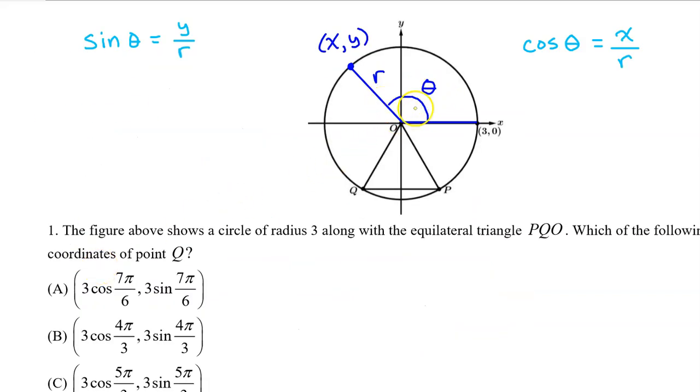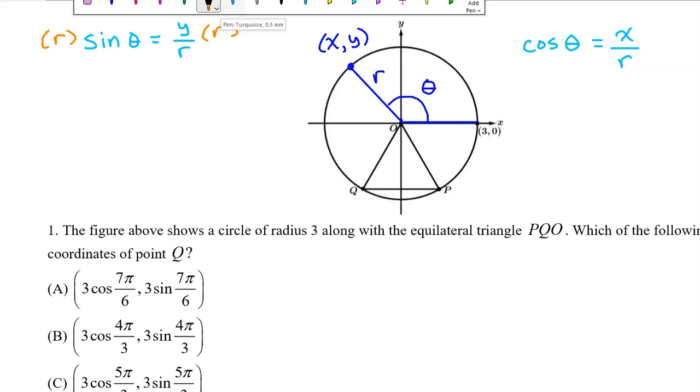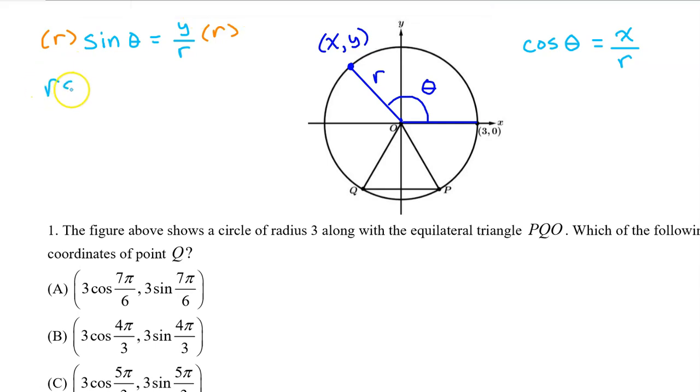Given an angle theta in standard position passing through the point x, y on a circle with radius r, we have memorized that the sine of theta is equal to y over r, and the cosine of theta is equal to x over r. But let's rewrite this. If you were to multiply both sides of this equation by r, the r's would cancel each other out, and the equation would become r sine theta is equal to y.